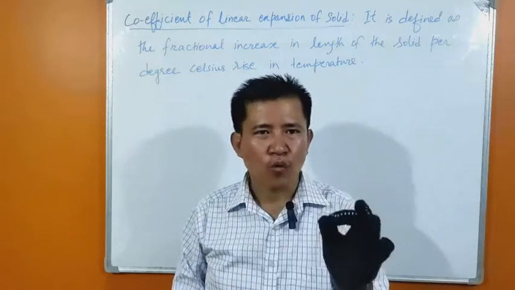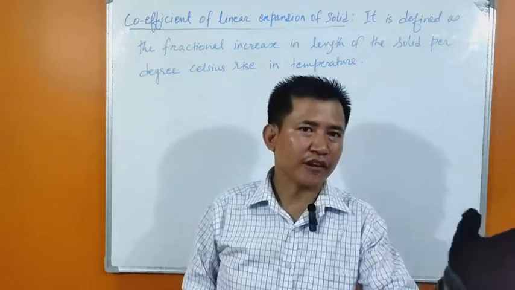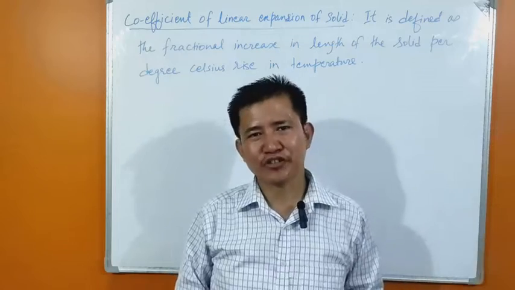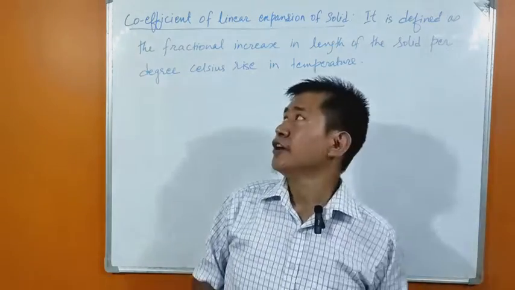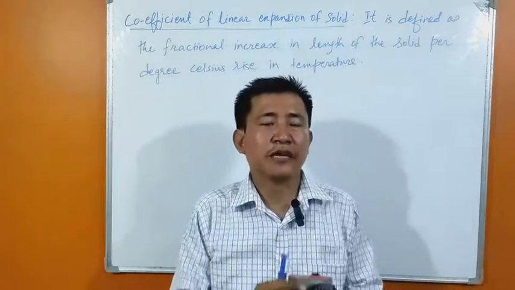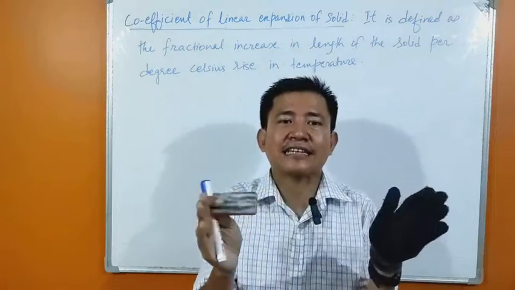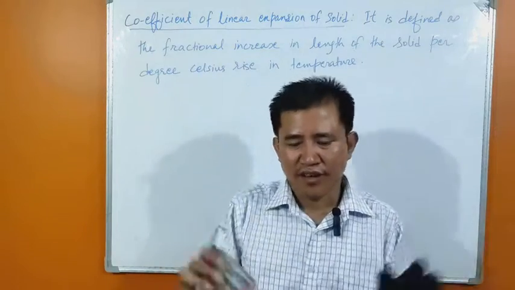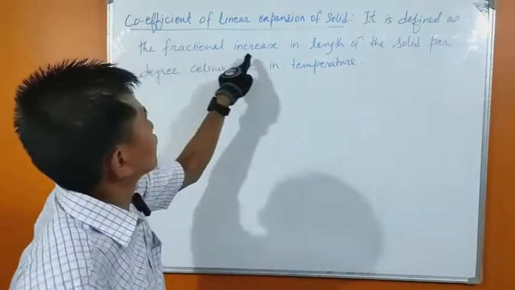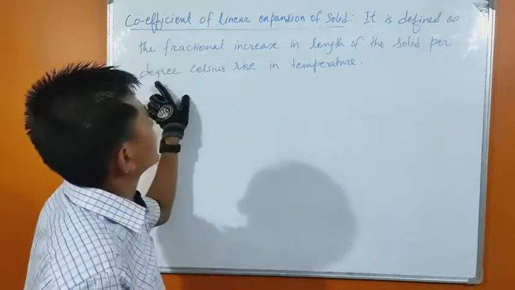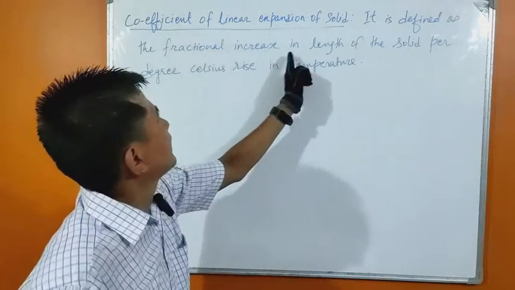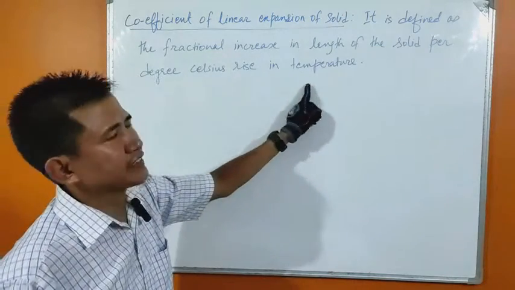Now we will understand the expansion of length of the solid, the expansion of area of the solid and the expansion of volume of the solid accordingly. One by one. First, we will understand the coefficient of linear expansion of solid. Linear expansion means increase in length. Let me read the definition first. It is defined as the fractional increase in length of the solid per degree Celsius rise in temperature.